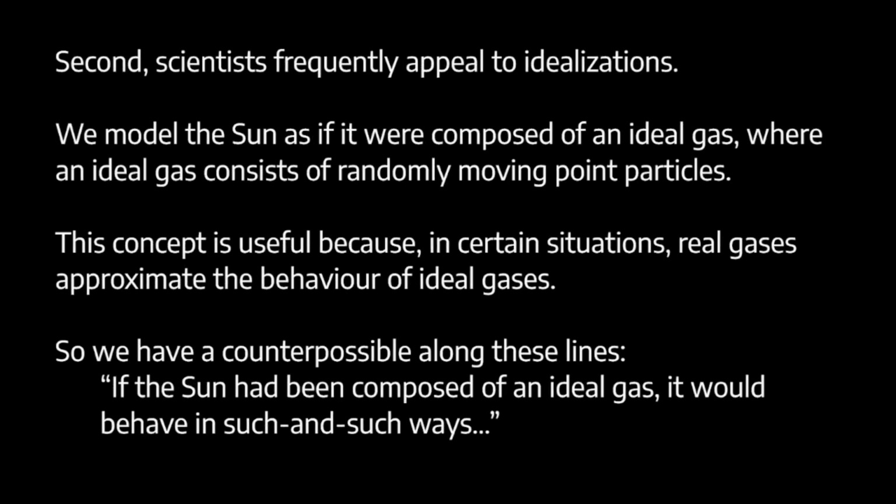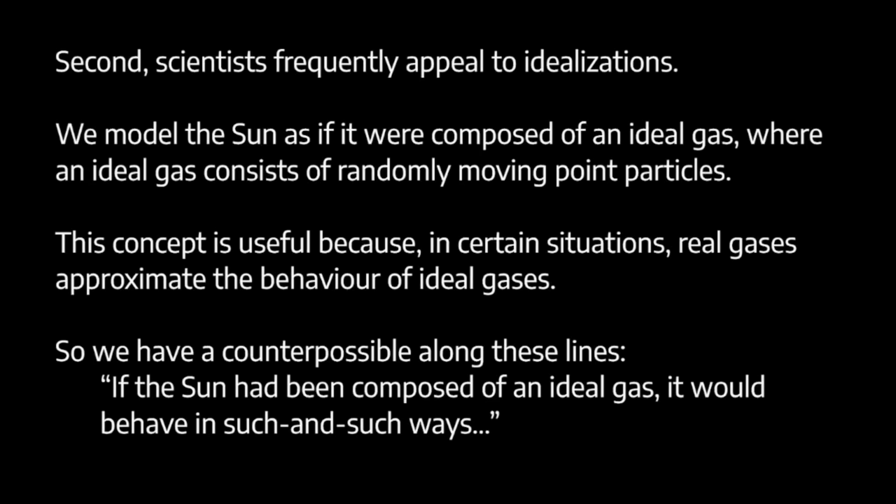Similarly, counterpossibles arise in the use of idealizations in science. For example, we might model a star as if it were composed of an ideal gas. An ideal gas consists of randomly moving point particles that are not subject to intermolecular friction. A point particle lacks spatial extension. As such, it may simply be impossible. But the notion of an ideal gas is useful because the way that some real gases behave approximates the behavior of an ideal gas in some contexts.